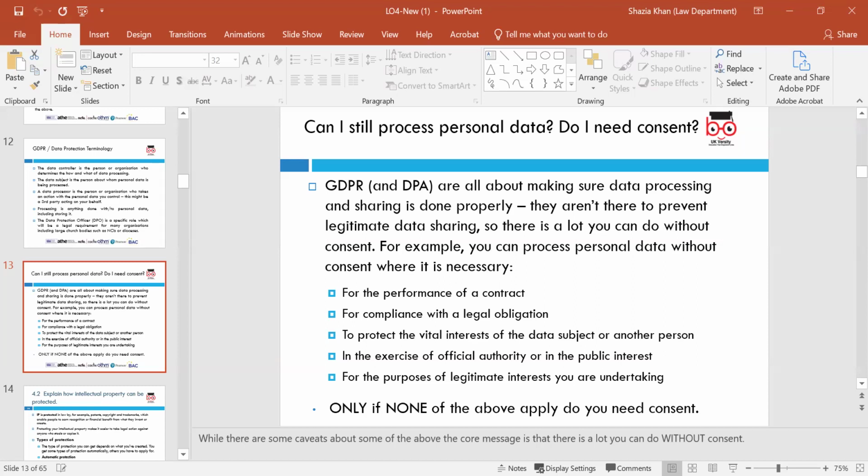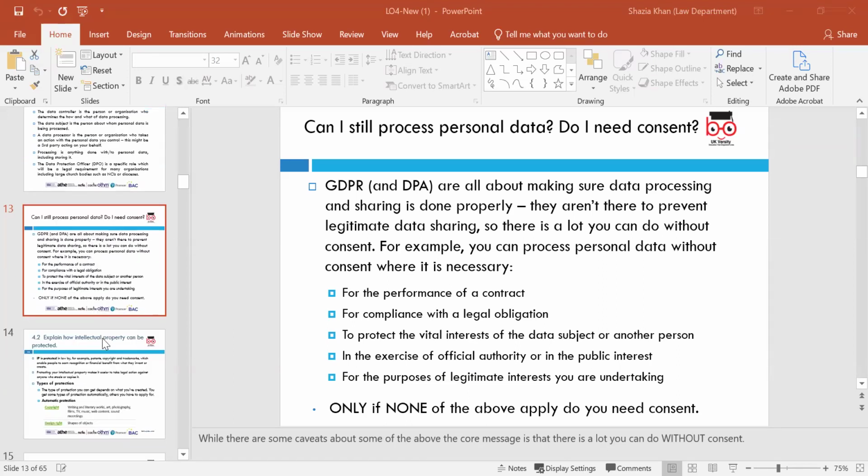For example, you can process personal data without consent where it is for the performance of a contract, for compliance with the legal obligation, to protect the vital interests of the data subject or another person, in the exercise of official authority, or in the public interest, for the purposes of legitimate interests you are undertaking. Only if none of the above apply do you need consent. So it's really important to get consent and be careful how you use the personal data, whether you have the right to access it, whether you have the right to erase it, or whether you have the right to restrict any sort of processing as well.